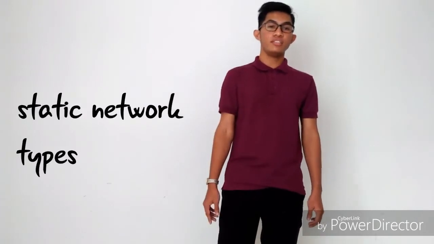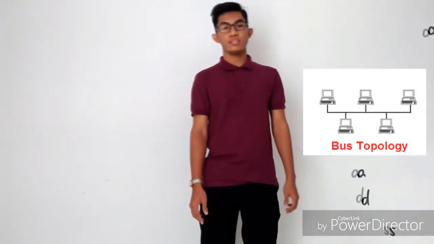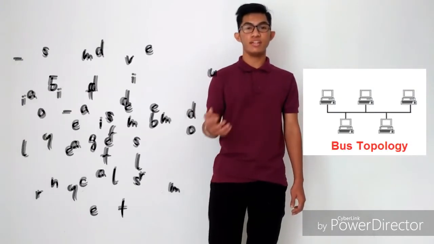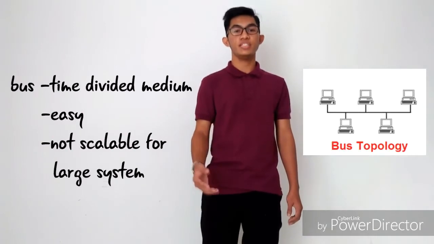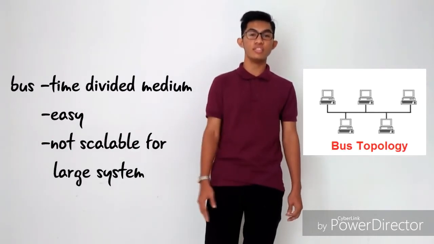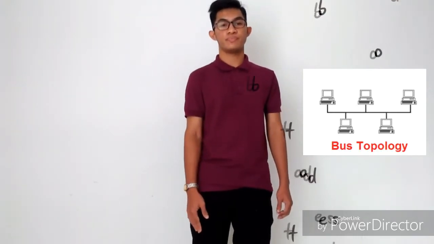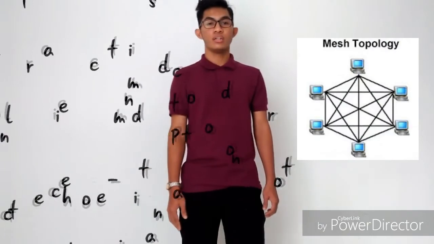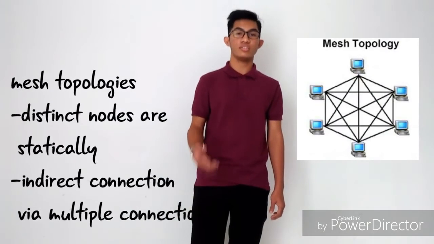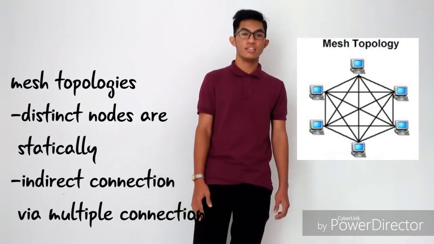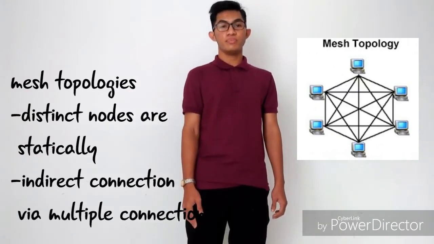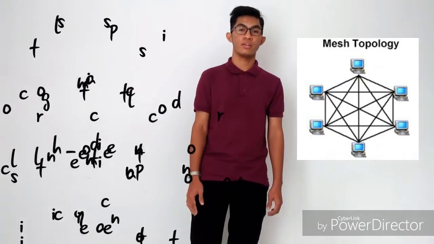Firstly, static network. It has two types. The first is bus. For a bus network, it's a time-divided medium. It's also easy to implement, but not scalable for large systems. Second is mesh topology. Its distinct nodes are statically connected. Indirect connection via multiple connections is allowed.